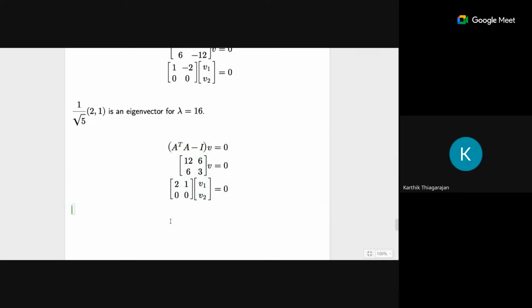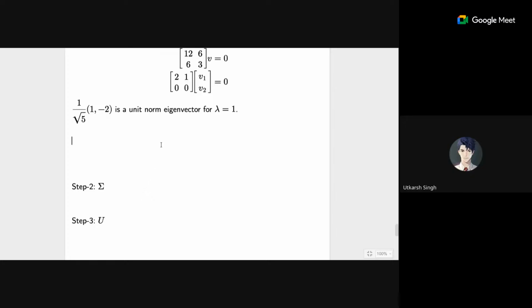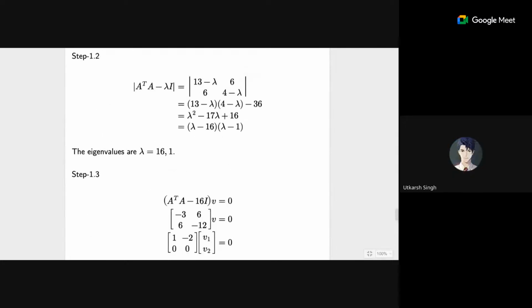Now, can you tell me one more normalized eigenvector? 1 by root 5 into minus 1, 2. Yes, 1 minus 2 or minus 1, 2. Both are correct. 1 minus 2 by root 5, so it's a unit norm eigenvector for lambda equal to 1, right?